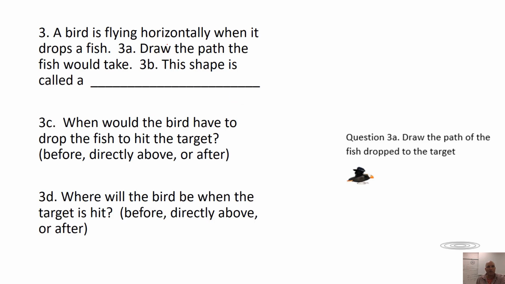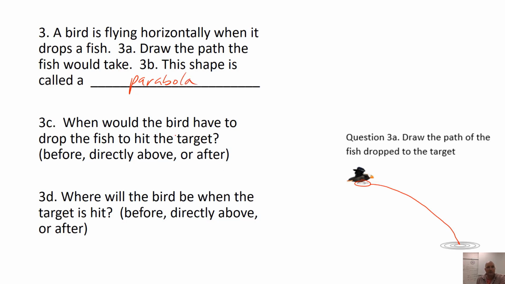Okay, next part. We have a bird flying horizontally when it drops a fish. Draw the path that fish would take. So here's your little fish right there. It's going to follow this projectile path because it's going forward constantly. At the same time, it's going to be accelerating downwards. The shape is called a parabola.